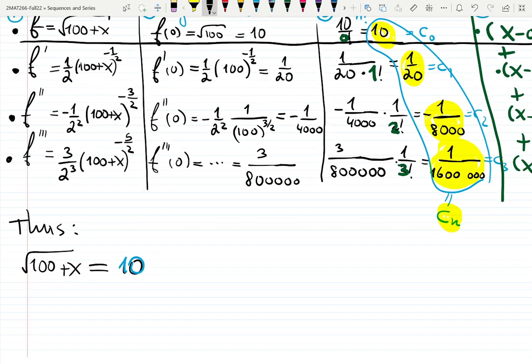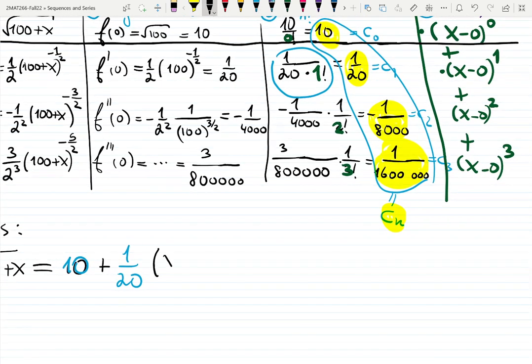I'm looking at my table. It is plus 1 over 20. That is the first derivative, which gave me 1 over 20, divided by 1 factorial. But now it's multiplied by x minus 0 to the 1. That's just x, right? Should I write it down? Maybe once, let me write it down. x minus 0 to the 1. So you see the whole nice shape of it.